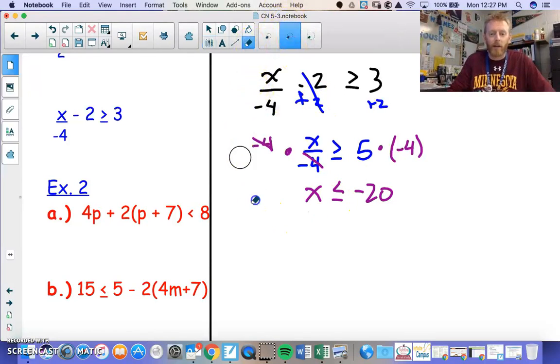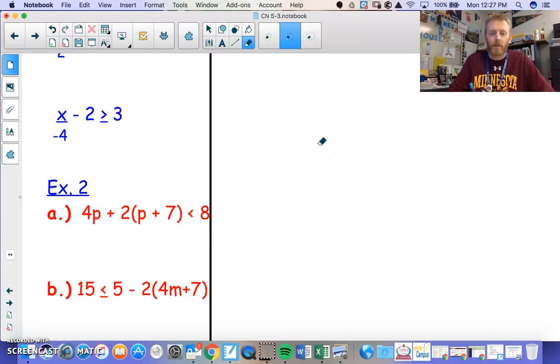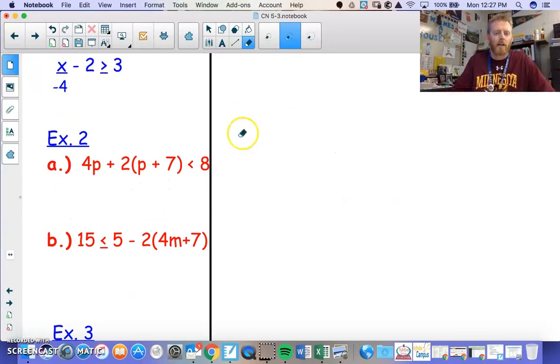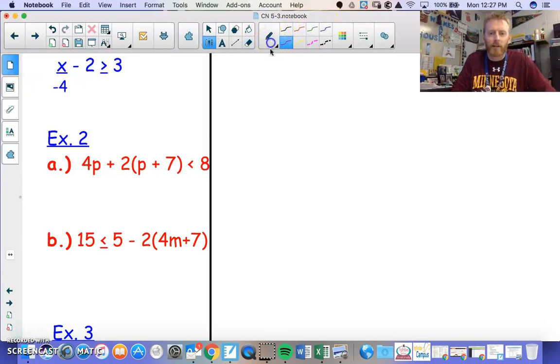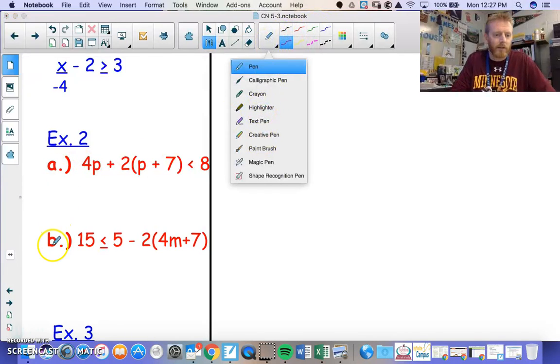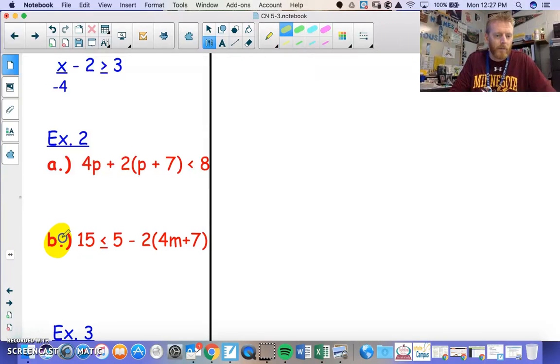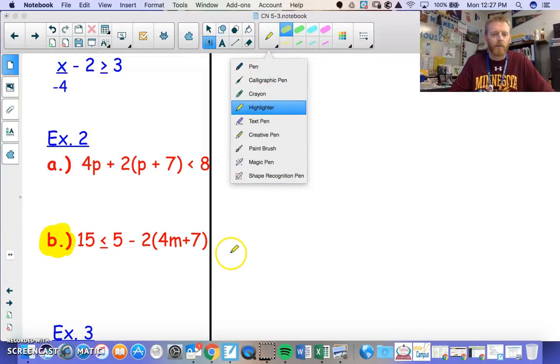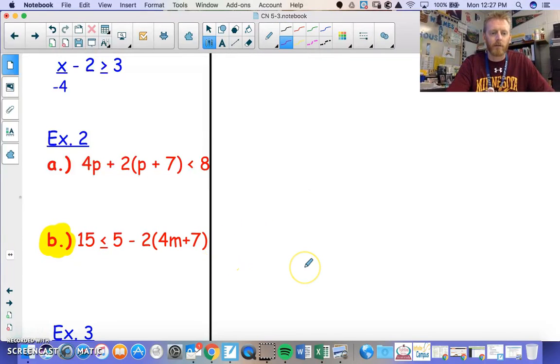So I'm going to get rid of that just so I can have space again. So hopefully you're keeping up with me. Let's do one of these two problems. I'll ask you to do the other one, and then we will check it when we get back to class. So let's do B, and you guys should do A on your own. So I'm going to do B with you, and then you're going to do A on your own.